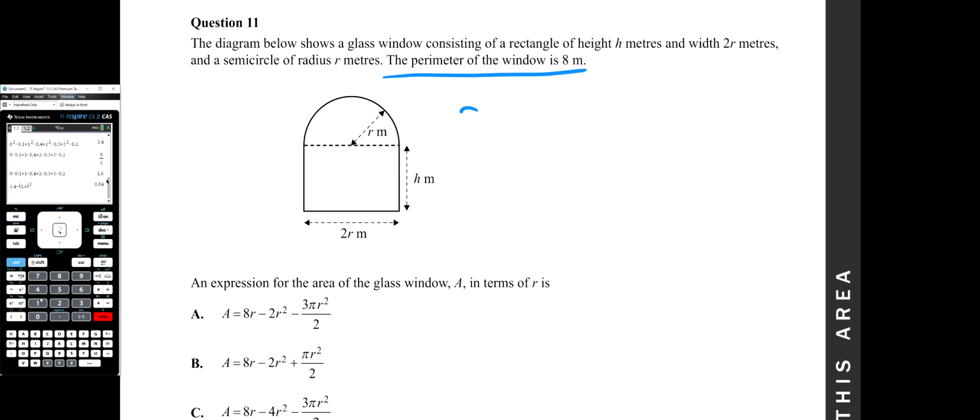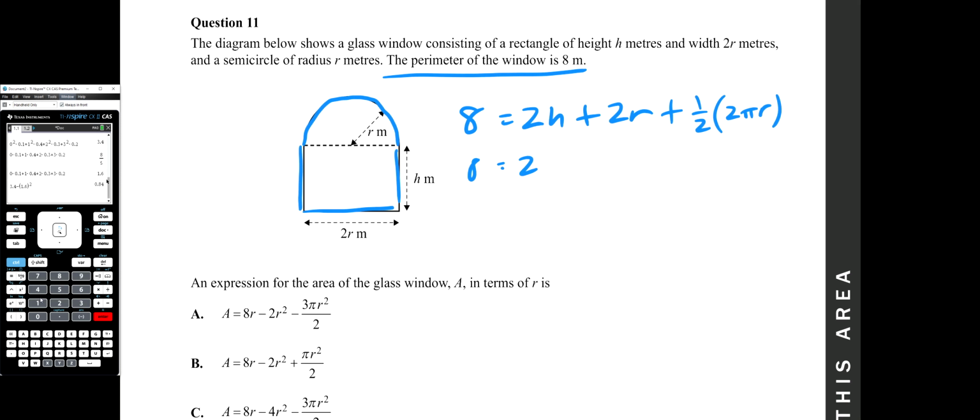So the perimeter is 8, which means that 8 is equal to the sum of all the sides. So we have two heights, plus 2r, which is the base over there, plus we need this curved section. That curved section is half of a circle, so that is half of 2 pi r. So 8 equals 2h plus 2r plus pi r, and that's it. That is a constraint equation that connects the values of h to the values of r.